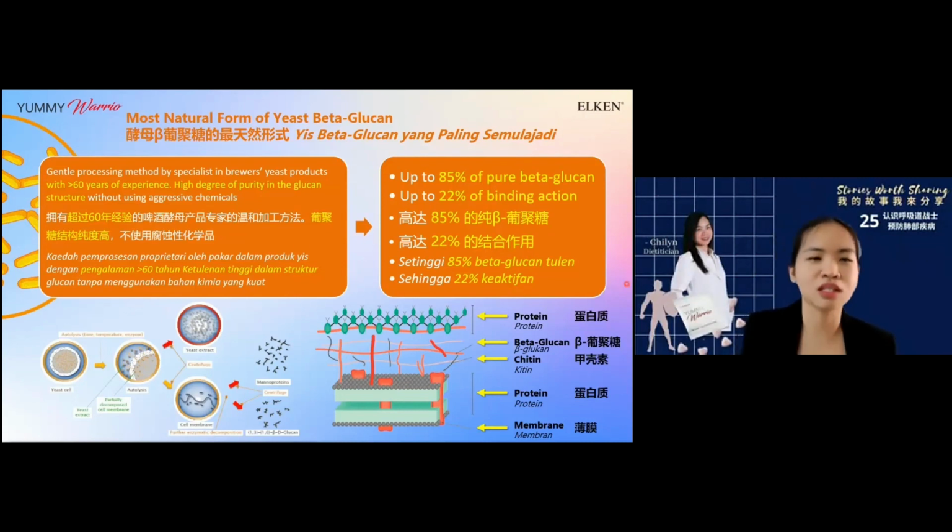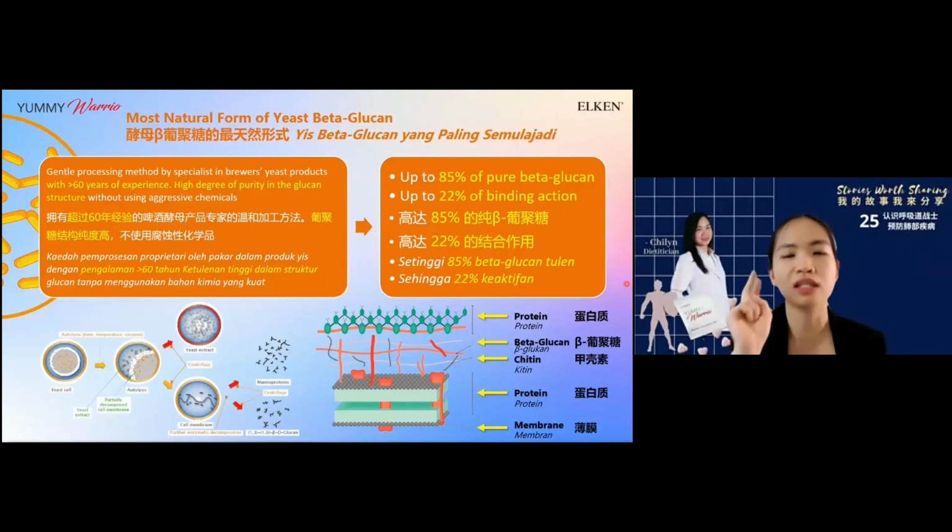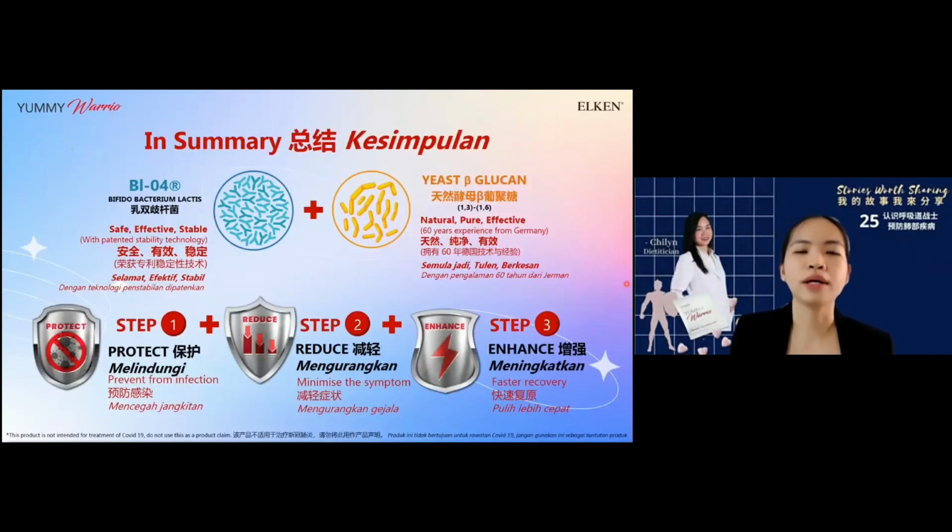How do we obtain this processing method? This is because there was a yeast product professional with 60 years of experience. They had this unique technology to reach that. And the beta-glucan extracted in Yummy Warrior, you need to remember that what makes it different is that one, it has higher purity, and second, it has a higher binding action due to its processing method.